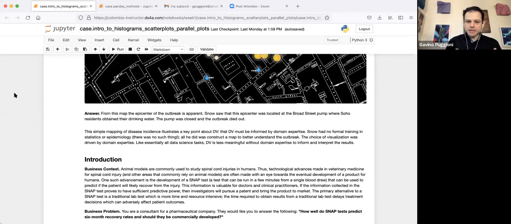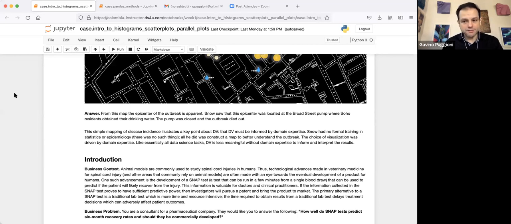Now let's talk about the business problem, which helps contextualizing from a practical standpoint the lifetime scenario where this can happen. So you are a consultant for a pharmaceutical company, and they would like to answer the following question. So they ask you, who is the consultant, to say, how well does SNAP test predict 6-month recovery rates, and should they be commercially developed?